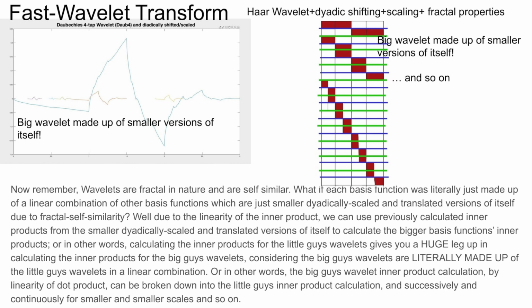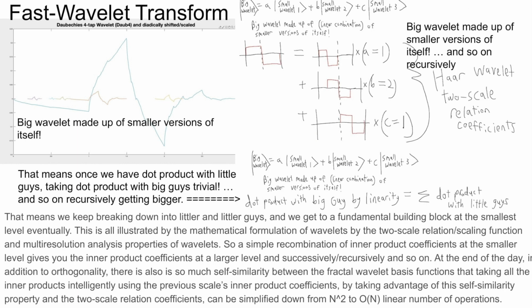Or in other words, the big guys' wavelet inner product calculation, by linearity of the dot product, can be broken down into the little guys' inner product calculation, and successively and continuously for smaller and smaller scales and so on. That means we keep breaking down into littler and littler guys, and we get to a fundamental building block at the smallest level eventually. This is all illustrated by the mathematical formulation of wavelets by the two-scale relation, scaling function, and multi-resolution analysis properties of wavelets. So a simple recombination of inner product coefficients at the smaller level gives you the inner product coefficients at a larger level, and successively, recursively, and so on.